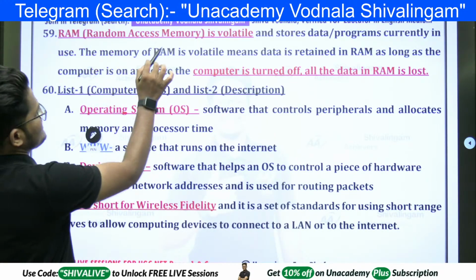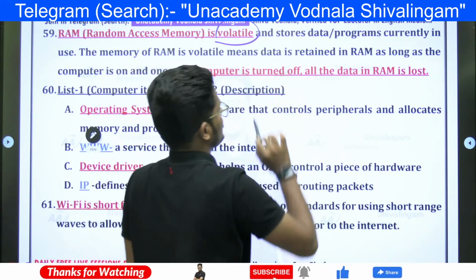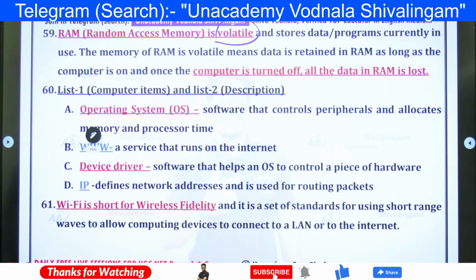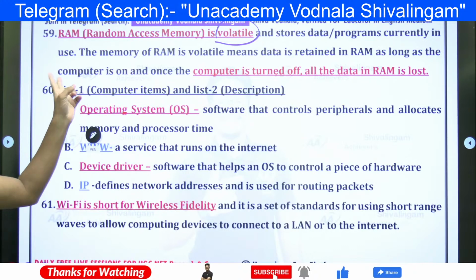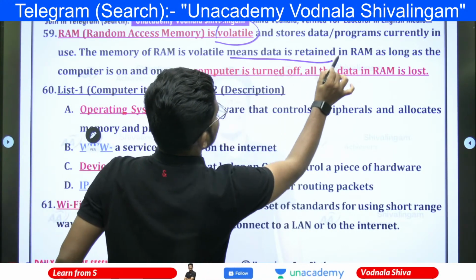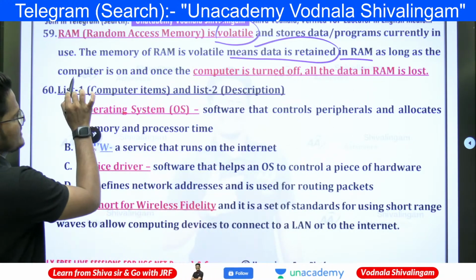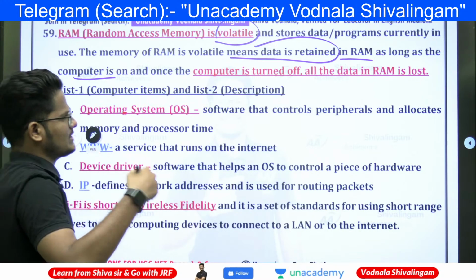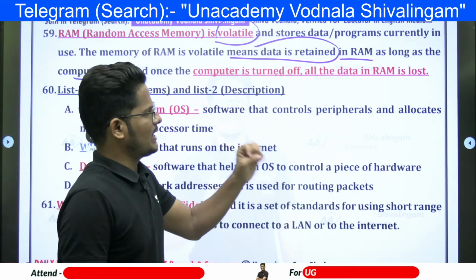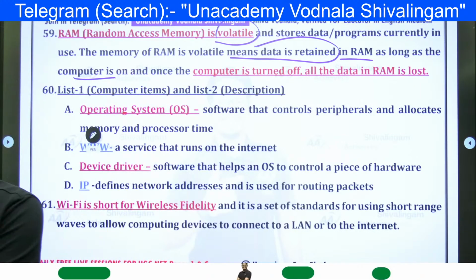Next, random access memory is volatile. Volatile, as we just learned, stores data or programs currently in use. Data is retained in RAM as long as the computer is on. Once the computer is turned off without saving, the data in the RAM will be lost. In the cache also it will be lost.